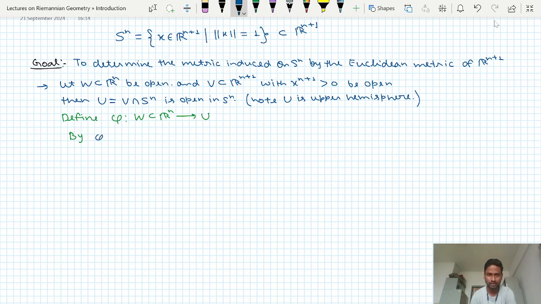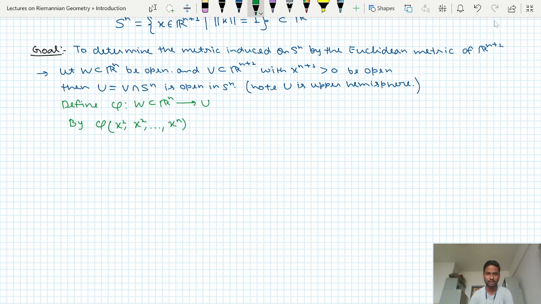Well, you pick a point from your open subset of Rn. So these will be points x1, x2, and so on up to xn. And again, I'm warning you, these 1, 2, and n are just indices, not exponents. Please take care of that. Don't get confused. Okay.